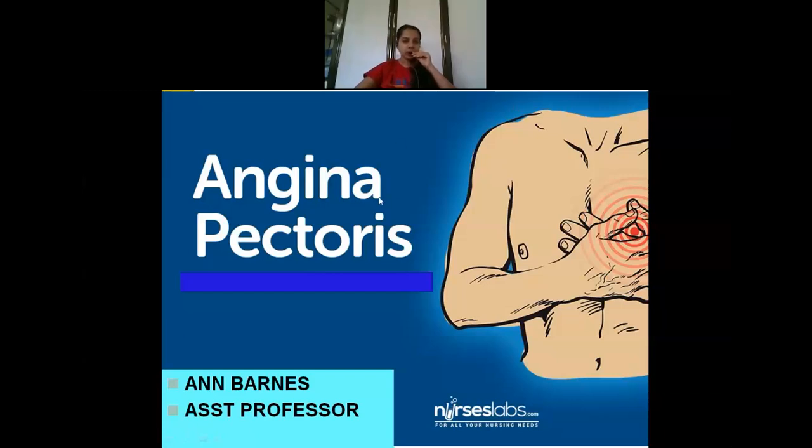Remember, whenever we say angina pectoris, it just means chest pain that is because of myocardial ischemia. Already all of you are aware what ischemia is: there is decreased blood flow. When there is decreased blood flow, there is decreased oxygenation also. So, because of the decreased blood flow, that results in chest pain. This is related to the heart, and that is called angina pectoris.